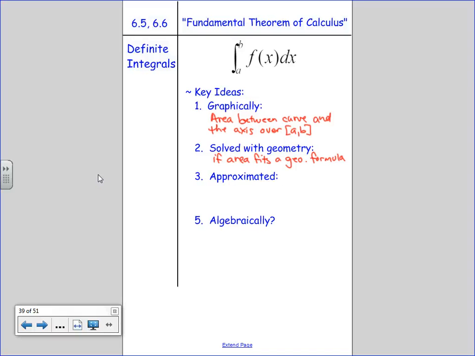Graphically, we already talked about that. Area between the curve and the axis over A to B. Number 2, solved with geometry if it fits a geometric formula, like triangles and rectangles and half circles. Number 3, approximated.